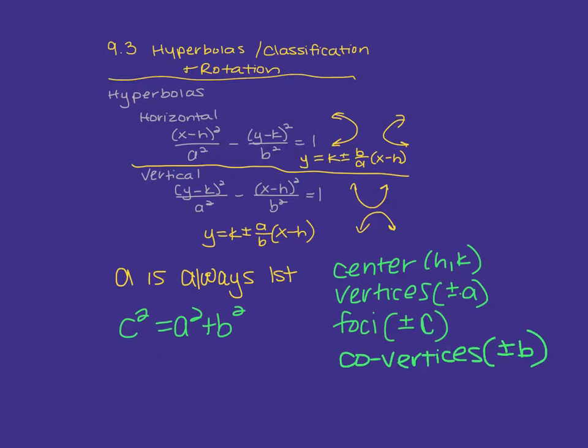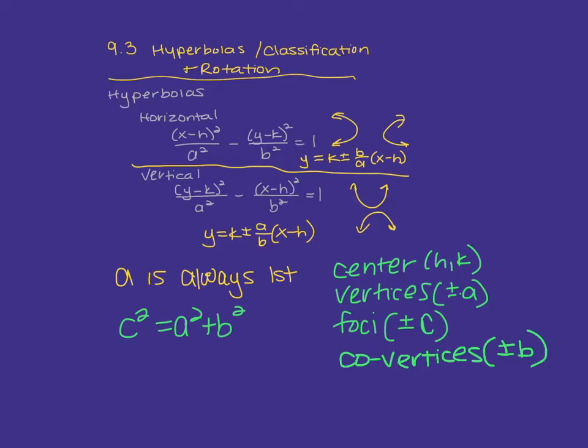And then the reverse for the co-vertices. Foci always matches the vertices. So if it's horizontal, I'm counting out to the right and left the c, and if it's vertical, up and down the c, for the foci.